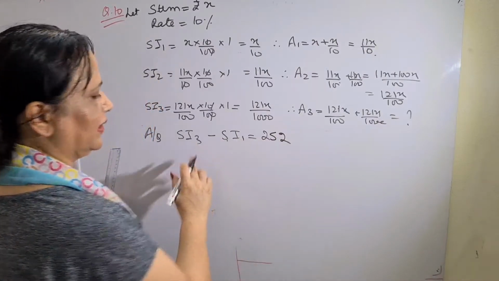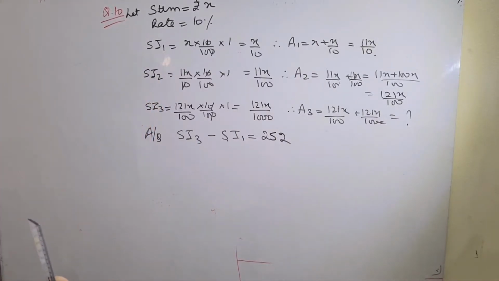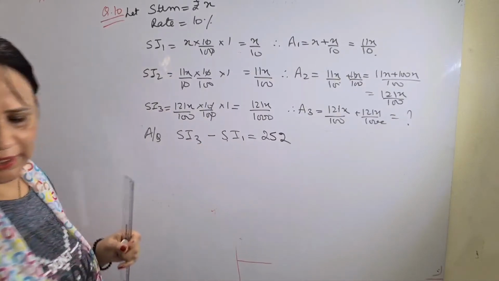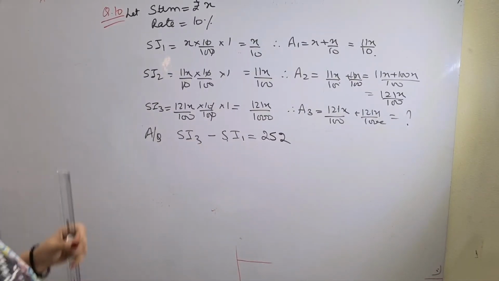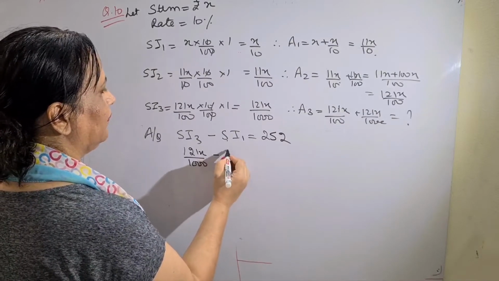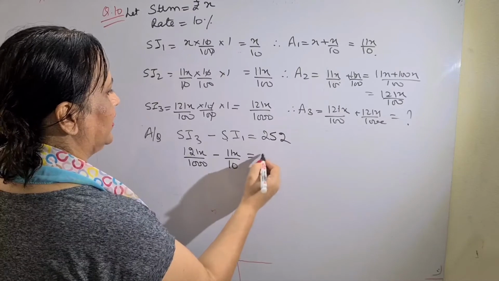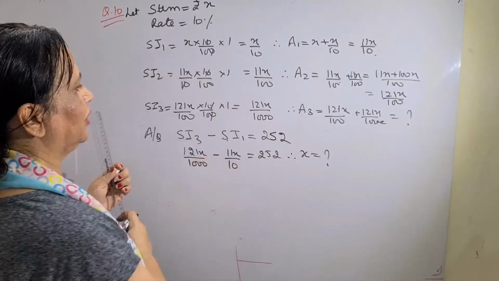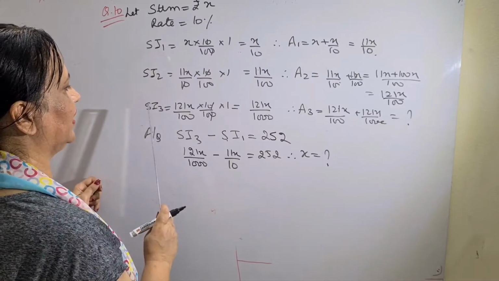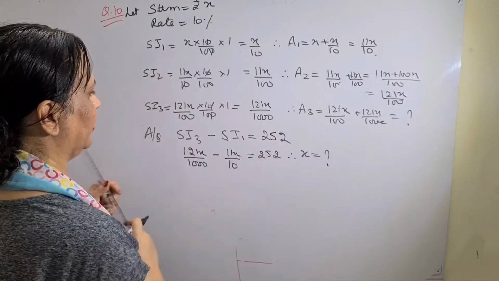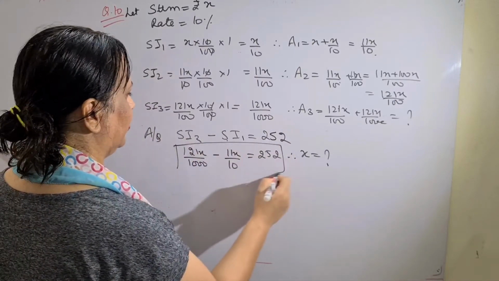Simple interest, that means compound interest for the third year minus compound interest for the first year is rupees 252. Just substitute the values, and after you substitute the values you will get 121x upon 1000 minus 11x upon 10 is equal to 252, and children, this will give you the value of x. The interest of the third year exceeds the interest for the first year by 252. This is according to the question. This is your required answer.